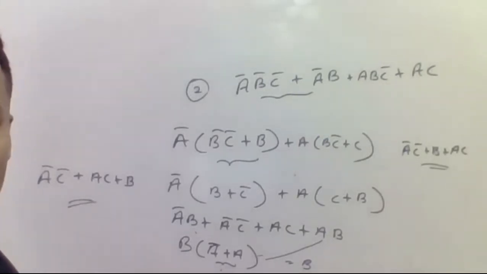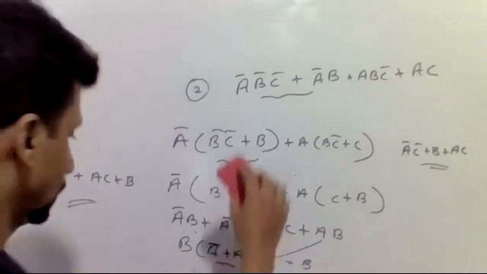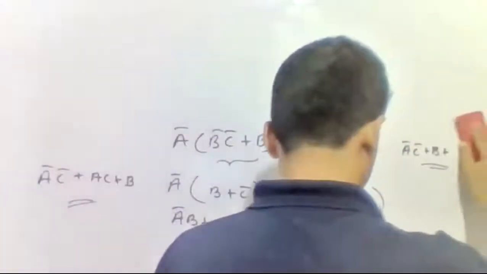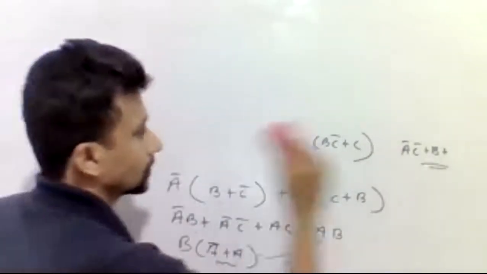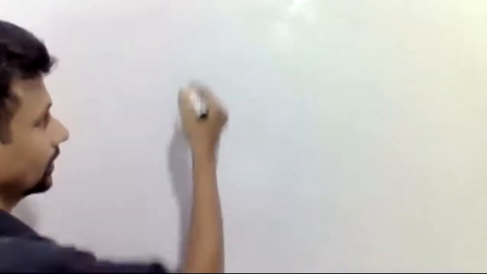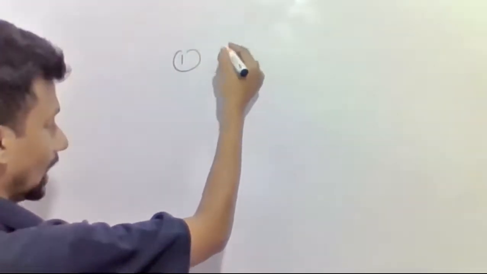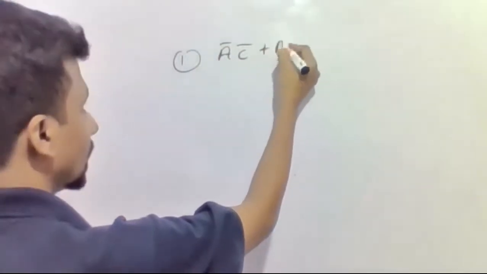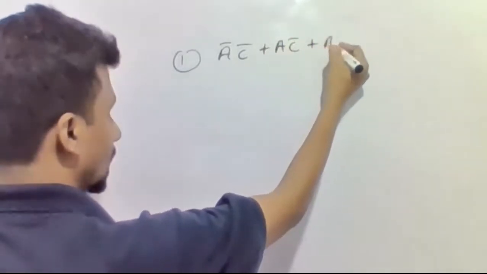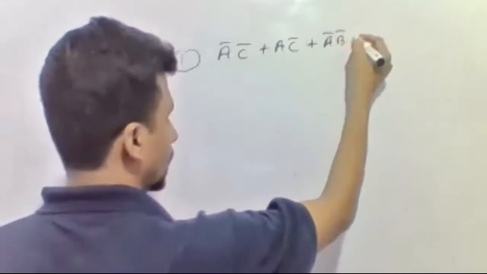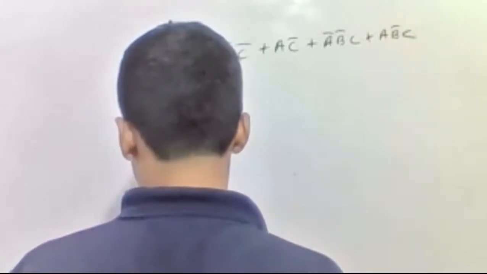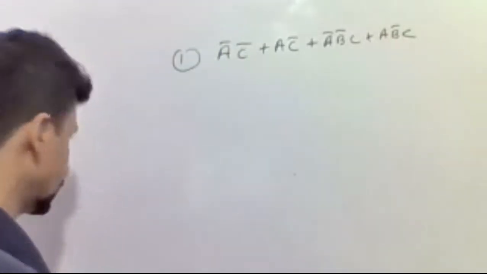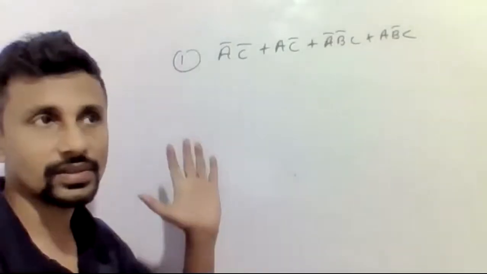So I'm giving a question. So whatever it is, you are getting the same answer. Try to do this one: A dash C dash plus AC dash plus A dash B dash C plus A B dash C. So this is your question.